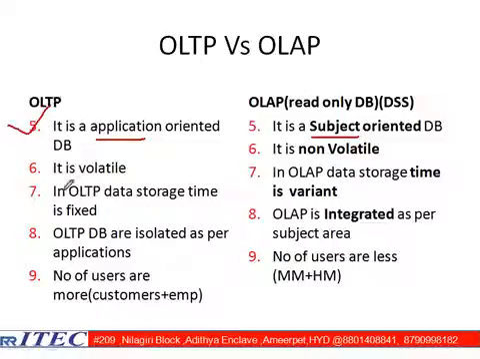Let us move on to the next one, the sixth one. It is volatile, it is non-volatile. Why is it called volatile? Why is it called non-volatile? You need to understand why we are maintaining it that way. We are the people who are maintaining it. The database does not come like that by default. We designed these properties. Why are you maintaining OLTP as volatile? Why are you maintaining OLAP as non-volatile?